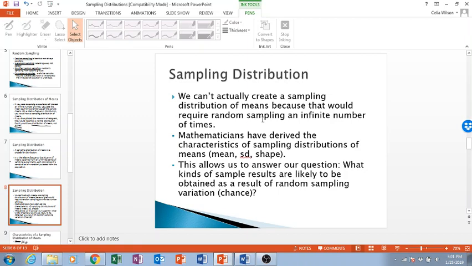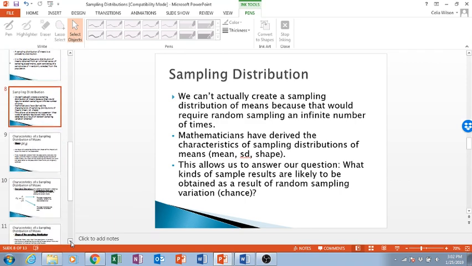Okay. Here I just made a note. We can't actually create a sampling distribution of means because that would require random sampling an infinite number of times. But mathematicians have derived the characteristics of sampling distribution of means, such as the mean, standard deviation, the shape, which is our skewness and kurtosis. So this allows us, because the mathematicians have done this for us, it allows us to answer our question, what kinds of sample results are likely to be obtained as a result of random sampling variation or chance? Okay, we'll talk more about that as we go along.